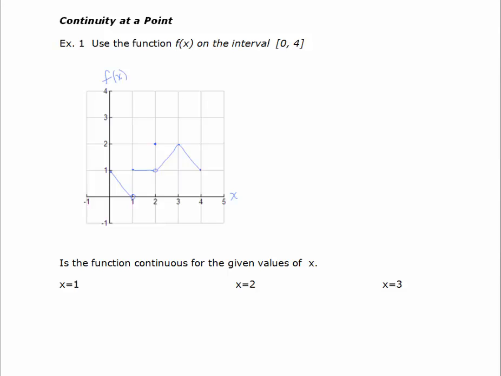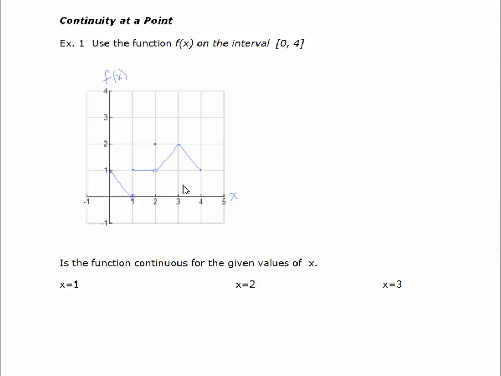So what I'd like you to do, we're first going to look at the interior points. So we've got a function that's on the interval from 0 to 4, from x equals 0 all the way to x equals 4, but we're going to focus on just a few integer values of when x equals 1, 2, and 3, and these are considered interior points, not endpoints.